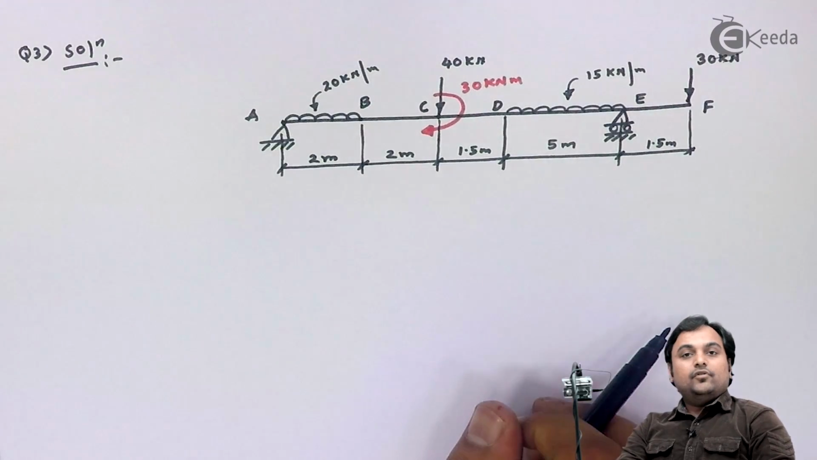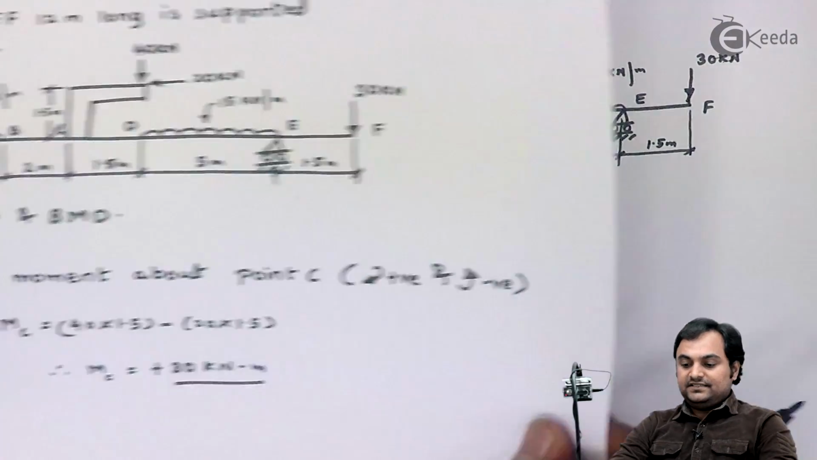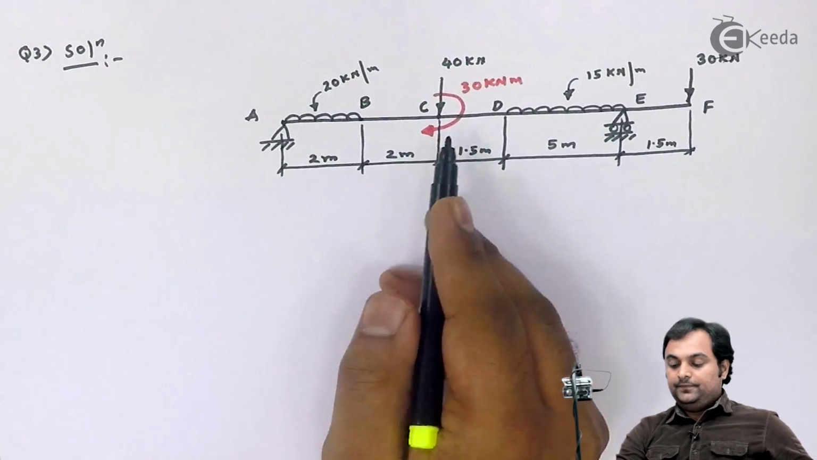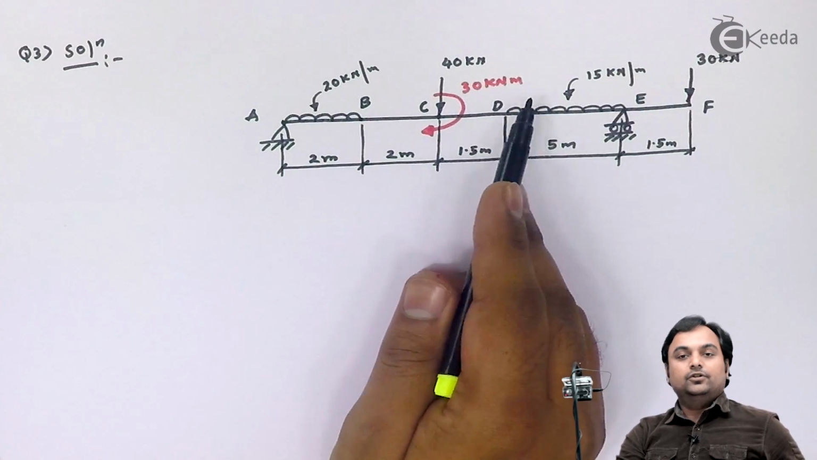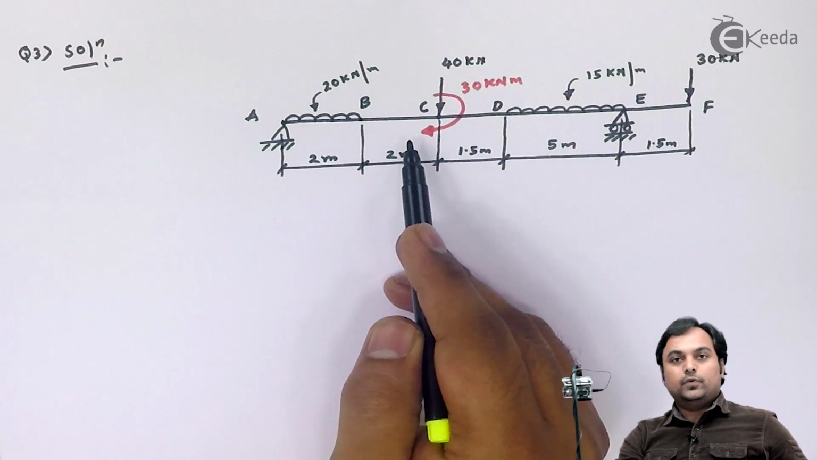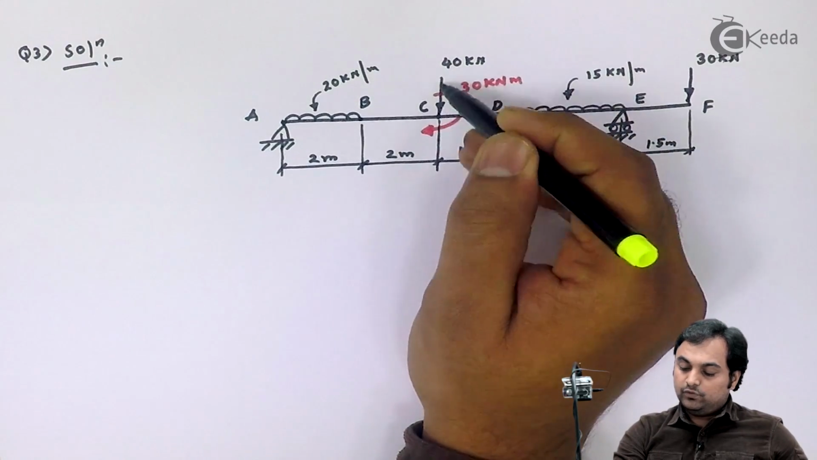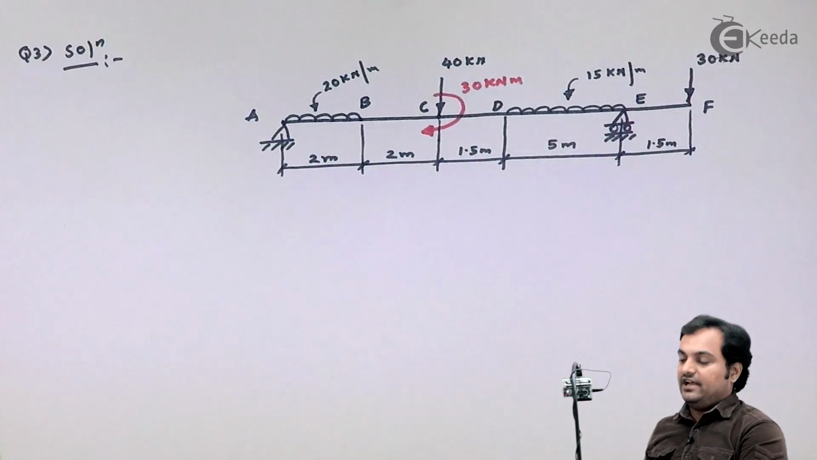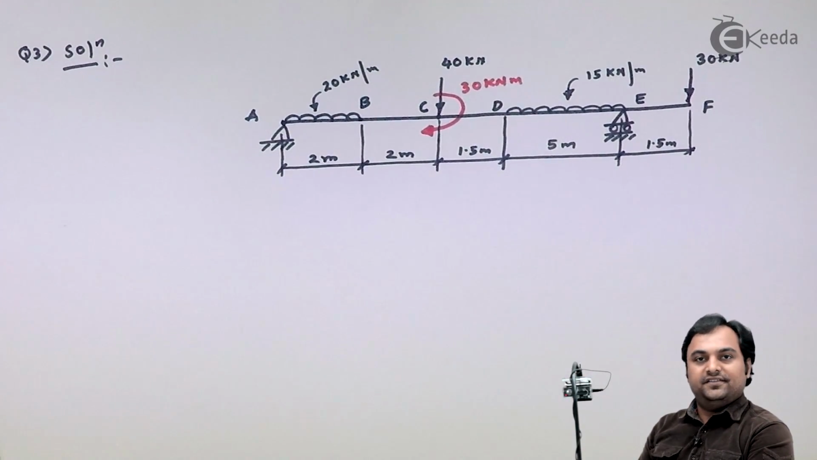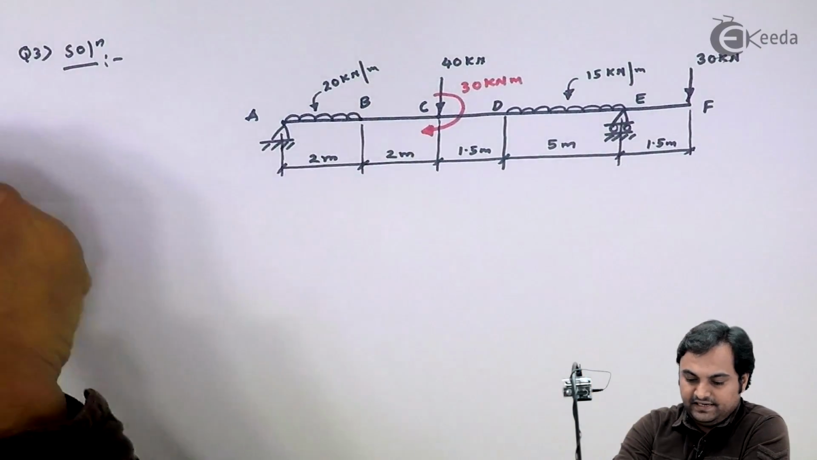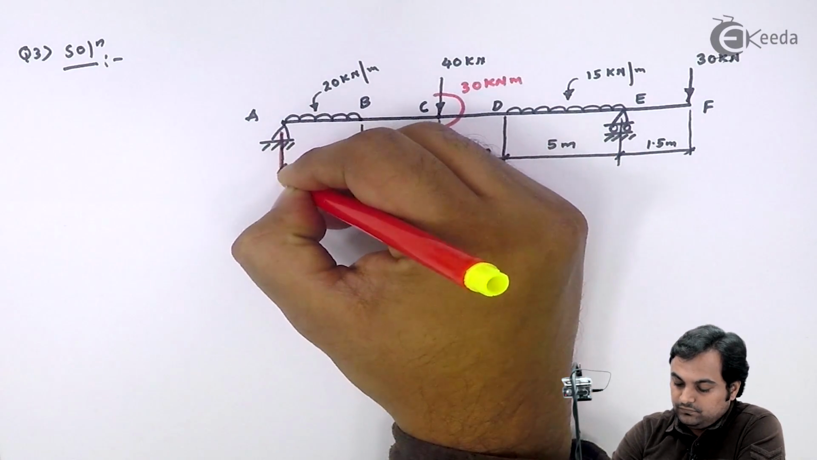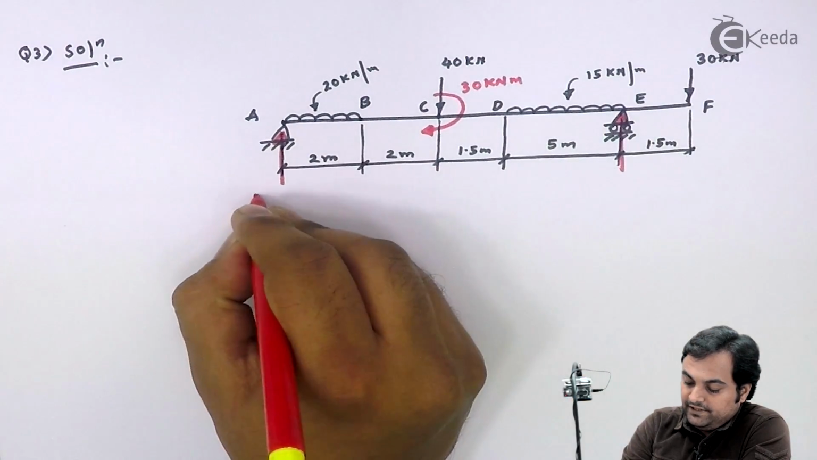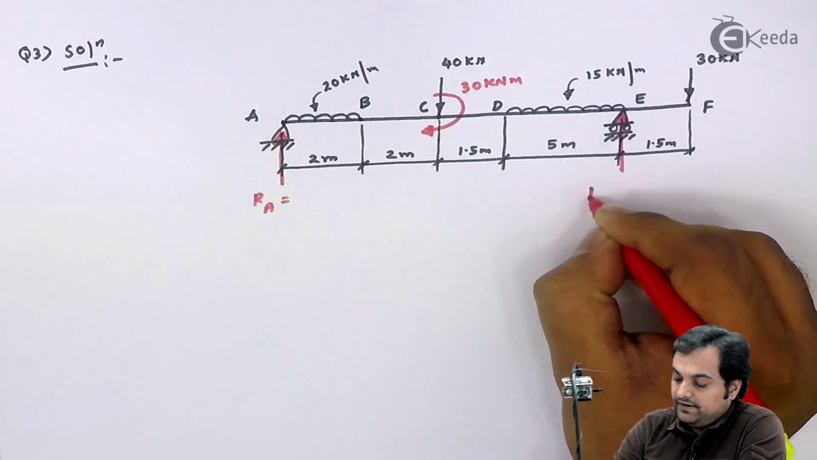So here is the diagram of the beam which is given. I have replaced this bracket with the moment acting at point C, and the answer which I have got, that is 30 kilonewton meter positive, so it is clockwise moment. At the same time there is downward load of 40 kilonewton acting at point C. Now this is the complete beam which we have, and based on this we have to draw the SFD and BMD. So I'll say that there will be reactions at A and reaction at E.